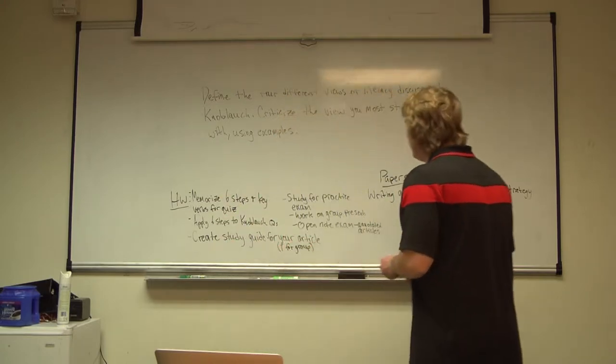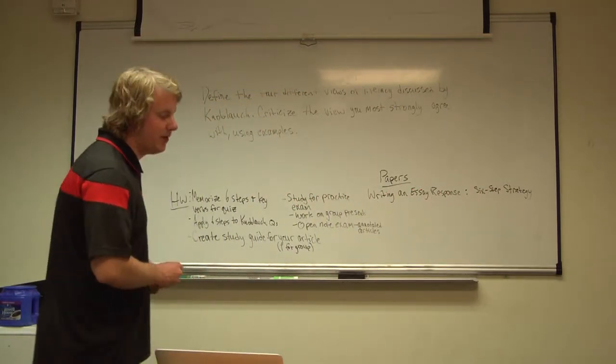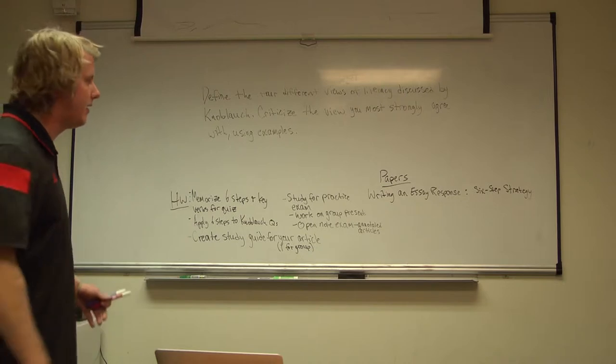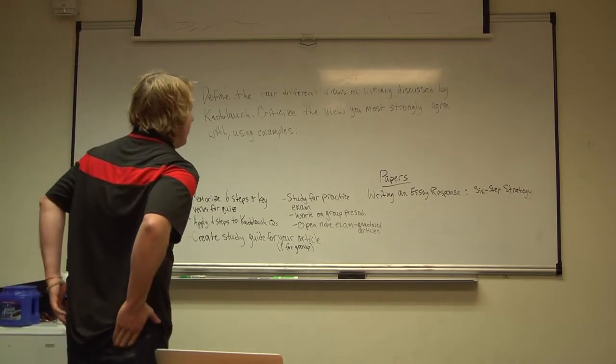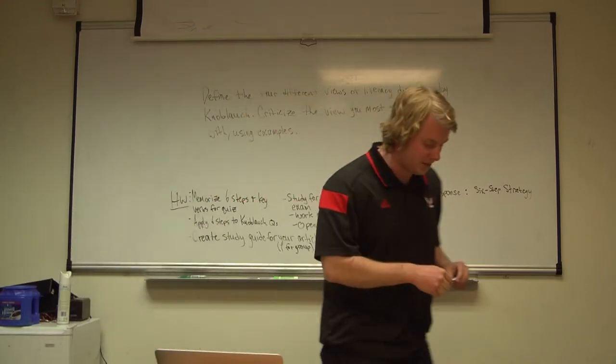Cool. So the first step is to read the question carefully. So let's look at the question. It's a little lighter, my pen's dying, sorry. Define the 4 different views of literacy discussed by Knobloch. Criticize the view you most strongly agree with using examples.